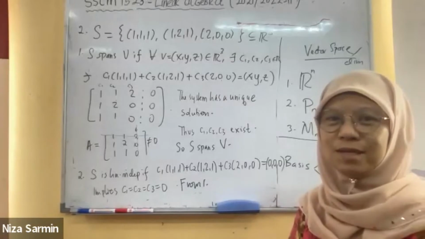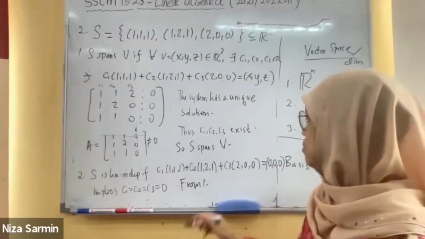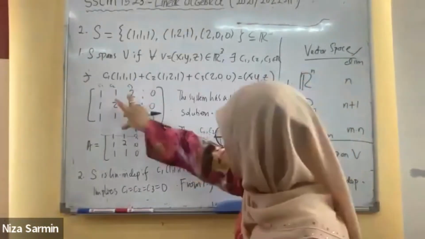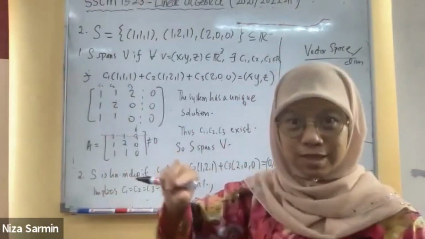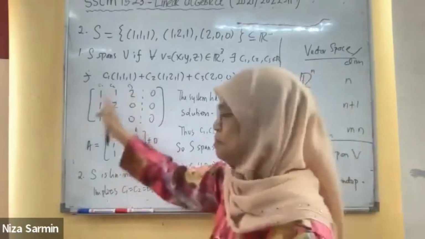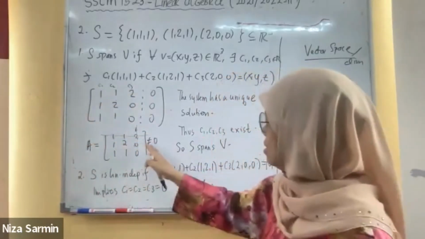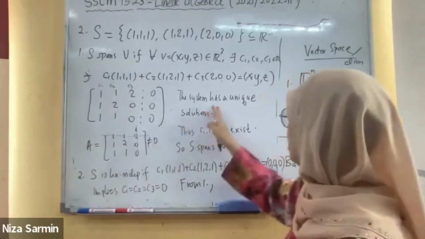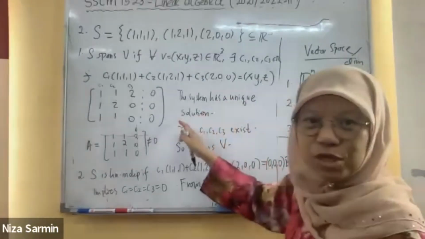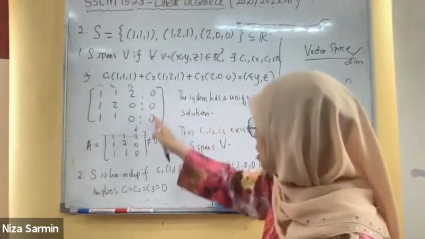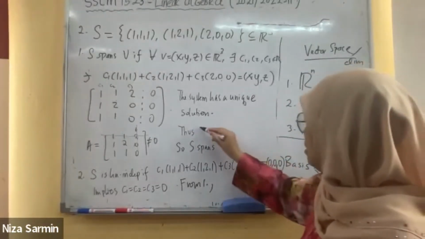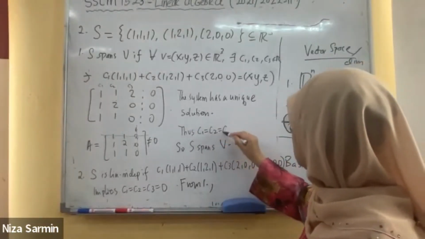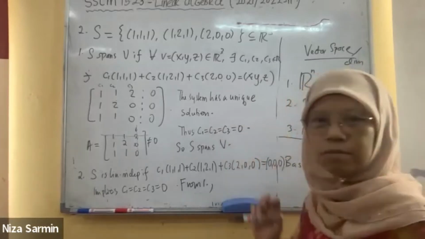Senang je, ambil je matrix tu. From 1, make this matrix. Okay, and this again with the determinant, the same determinant, because it's the same A, which is not 0. The system has a unique solution, but this now is homogeneous. Thus, C1 equals C2 equals C3 equals 0.